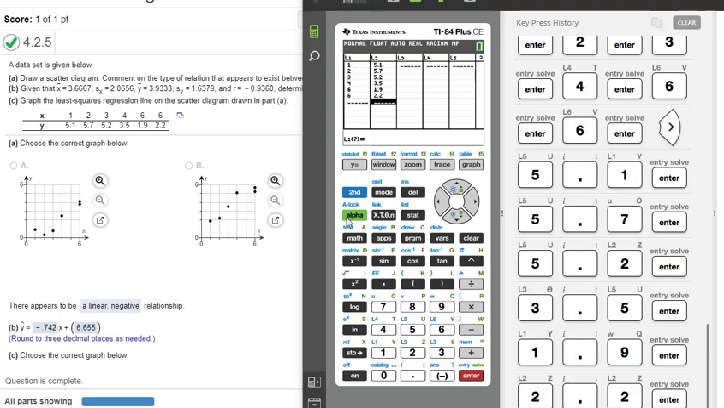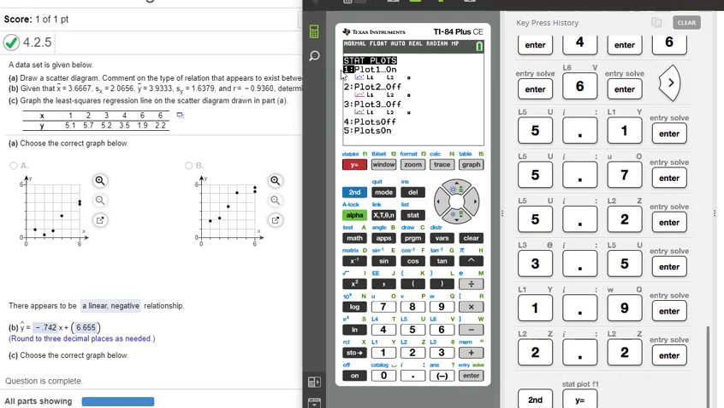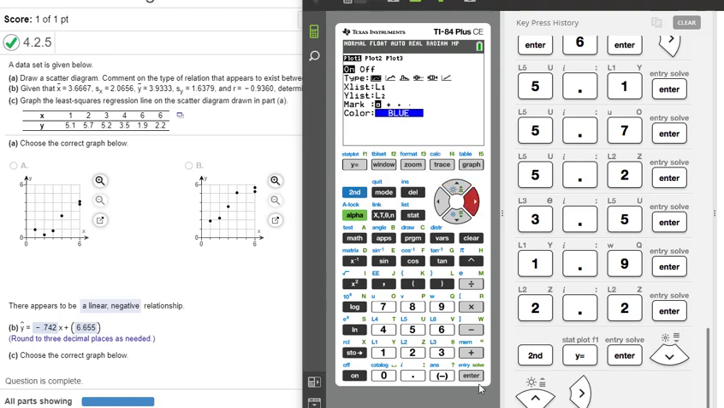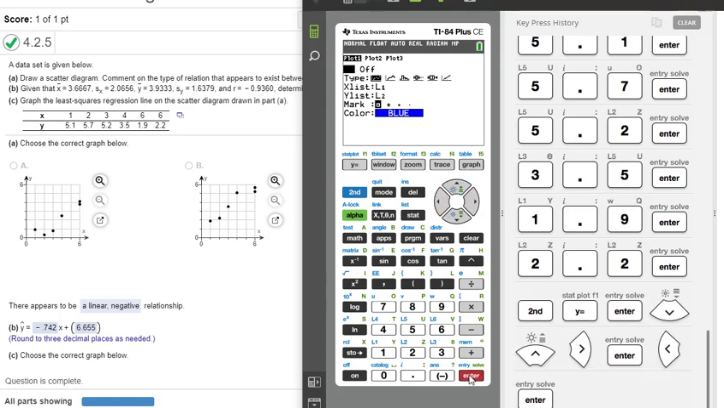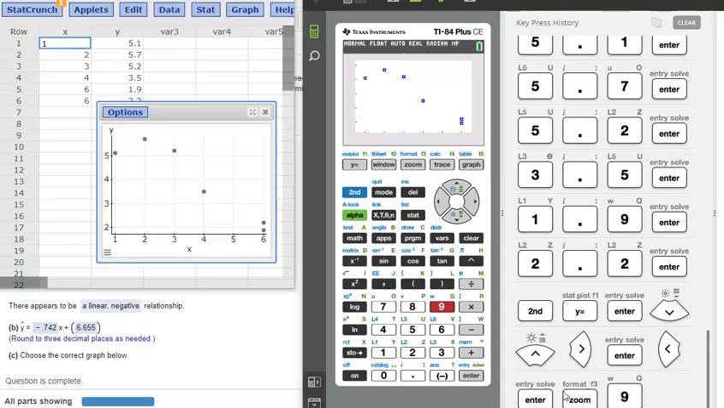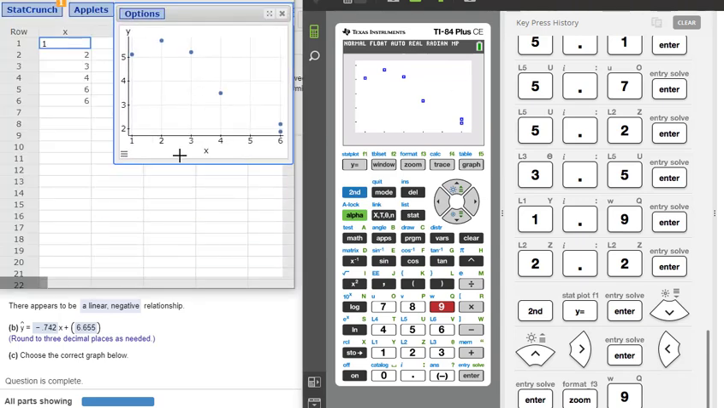Okay, here we are. Now let's go ahead and create a scatter plot. So second Y equals, Scatter plot 1. Make sure it's on. Toggle it to on if it's not. Make sure the first type is selected. Make sure if you put it in L1, L2 that it shows X list L1, Y list L2. That's fine. And press Zoom and number 9 to get the best fit. And there we go. That looks exactly like the one we did in StatCrunch. Here it is in case you want to compare.